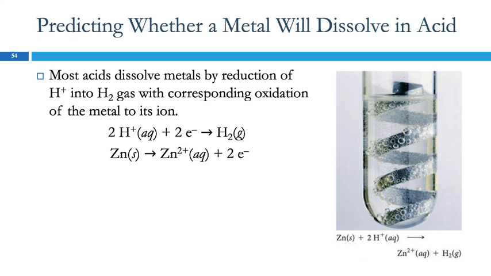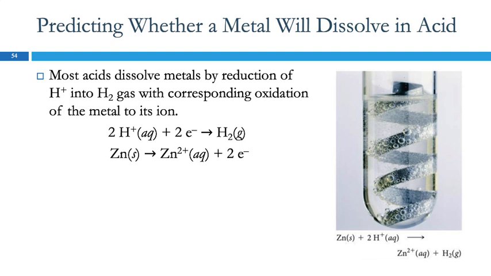Predicting whether a metal will dissolve in acid. Some metals dissolve in acid and others don't. I don't know if you remember experiment 2A in Chem 1A, where you took the copper wire and stuck it in nitric acid and it dissolved, right? But not all metals dissolve in nitric acid. And some metals dissolve in hydrochloric acid, but copper doesn't.